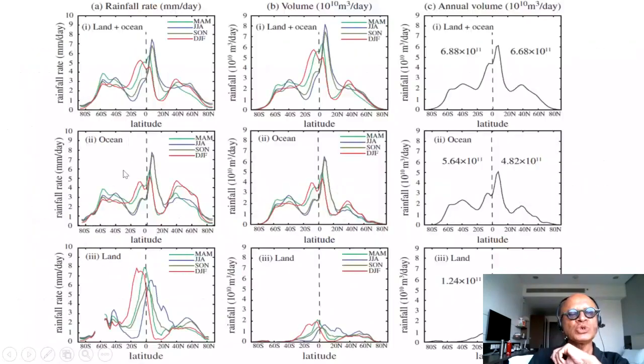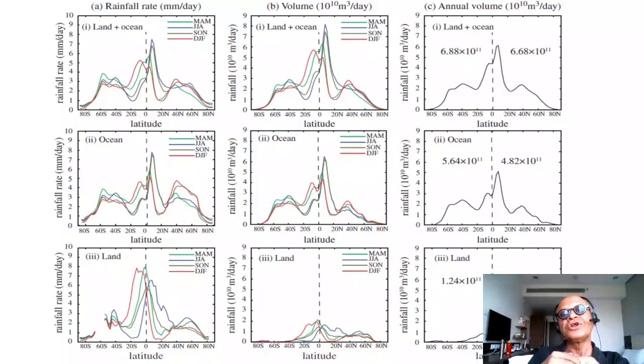When you look at the ocean rain, the JJA and SON are almost identical. Obviously they are different for the land. That's where this land plus ocean difference comes from. And again, the seasonality when you do land plus ocean is not so obvious, but here much more spread out. So land has much less of a seasonality and has a sharper peak than the ocean in terms of the distribution of rain over these latitudes beyond the Hadley cell.